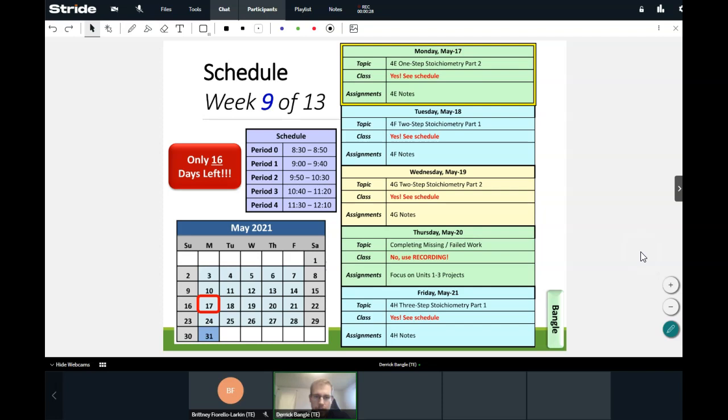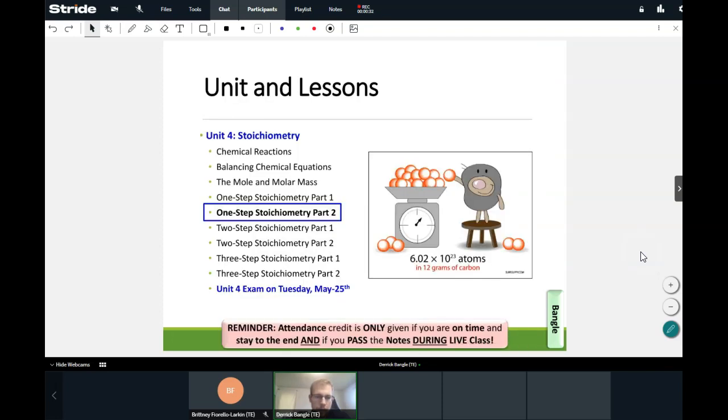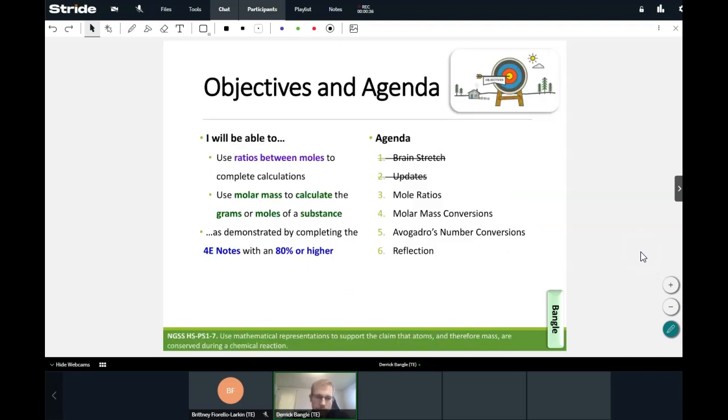All right. Today is Monday. Still storming through Unit 4, working with Part 2 of one-step stoichiometry, in which we will use the ratios between moles to complete calculations. We're going to work with that a little more, and then we're going to expand that to using the molar mass to calculate grams or moles of a substance and converting between the two.